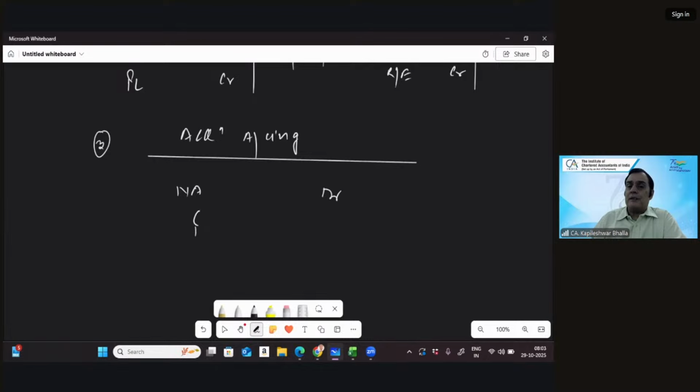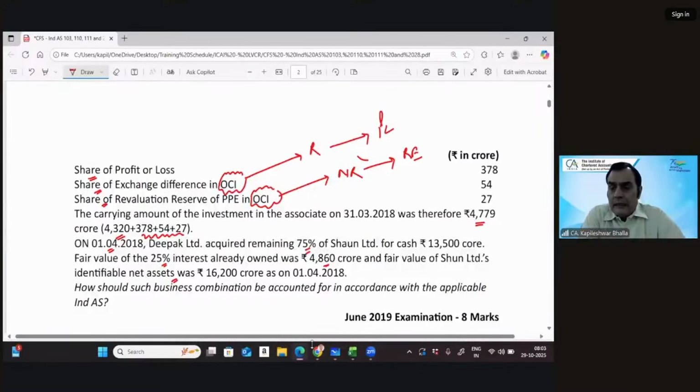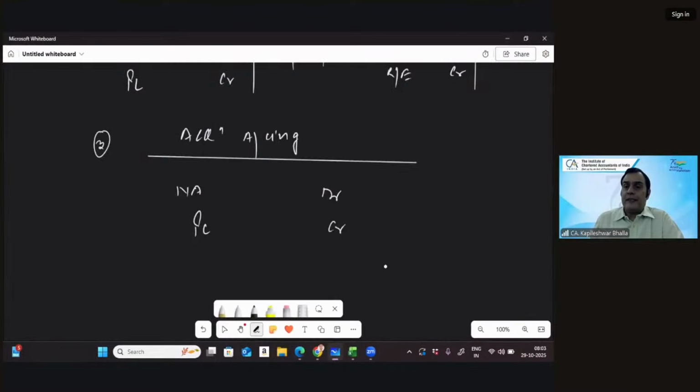And we need to consider the purchase consideration. And this can be taken including the PHI. Let's now go back to the data. In the last para, it tells you that as far as the net assets are concerned, the fair value is 16,200. So we get the fair value of the net assets, 16,200.